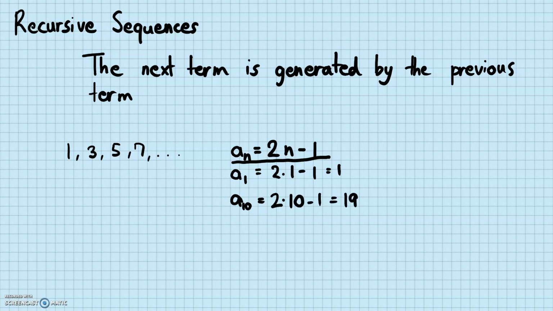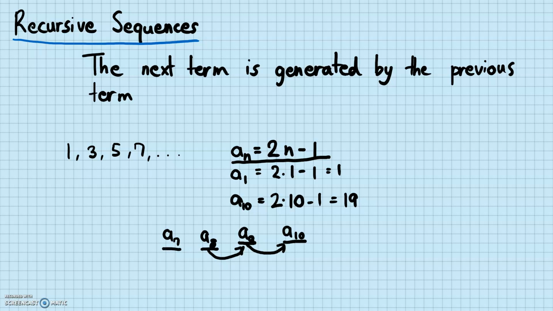But that is not true for recursive sequences. For recursive sequences, to find the 10th term, a sub 10, we need to know what a sub 9 is, what the 9th term is. And to find a sub 9, we need to know what a sub 8 is. To find a sub 8, we need to know what a sub 7 is. So you see where this is going. To find the next term, you actually have to find the previous term and work from there to this term. And then to find the previous term, we need to find the term before that.